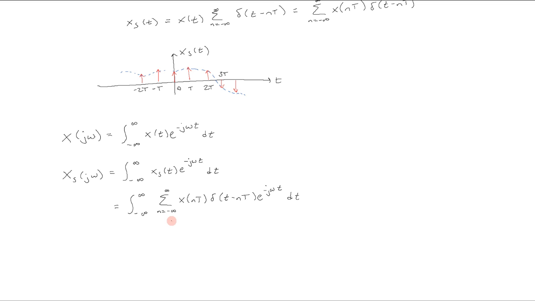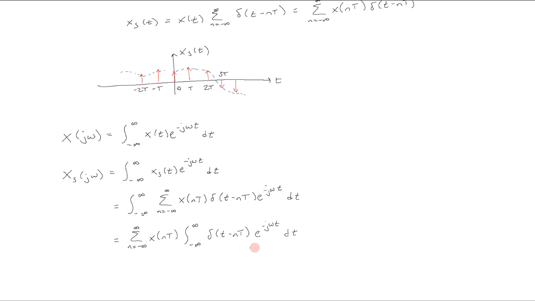Now we're going to try to simplify things a little bit, and the first thing we see is that x of n capital T is not a function of lowercase t, so we can bring that out of the integral and put the summation outside, because of the linearity of integration and summation. So we put the summation on the outside along with x of nT, followed by the integral of delta of t minus nT, which is a function of little t, and e to the minus j omega little t, so we have to keep that in the integral.